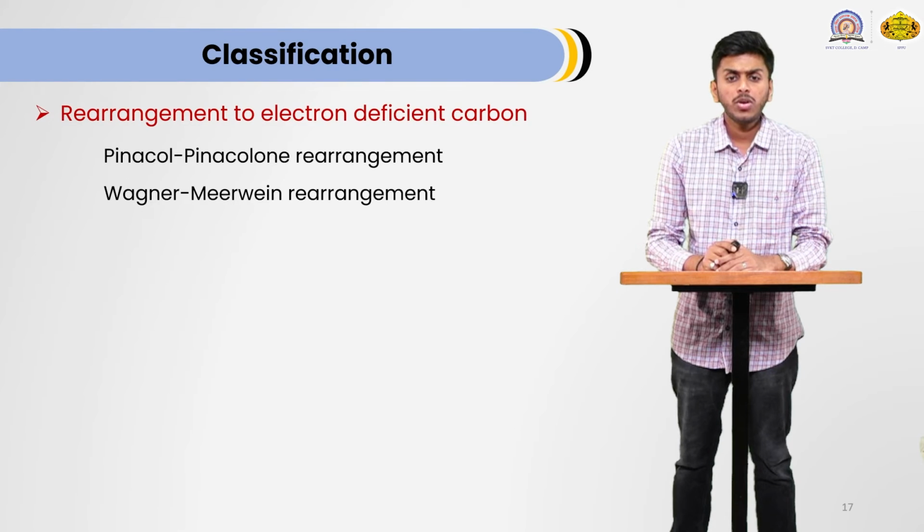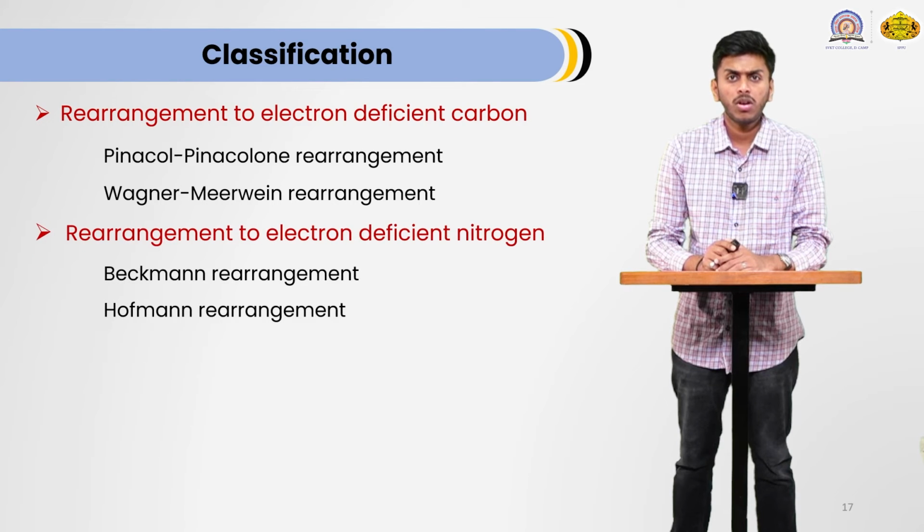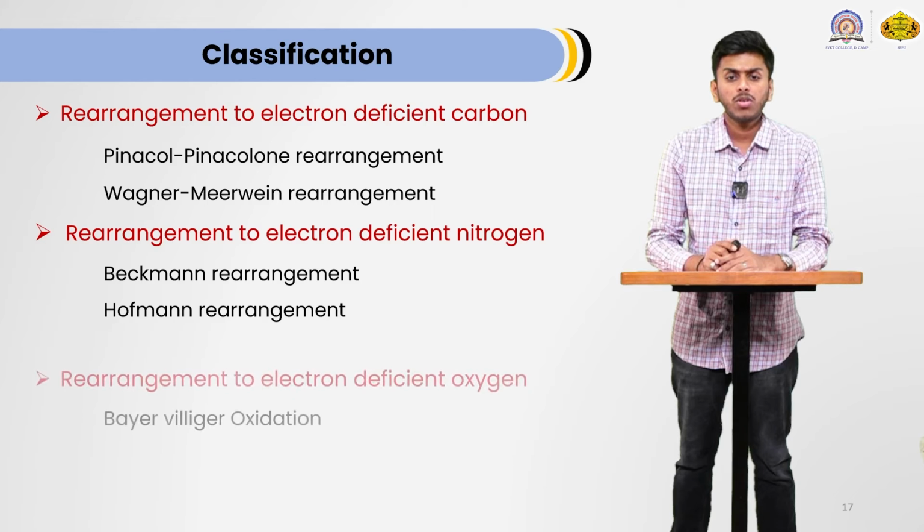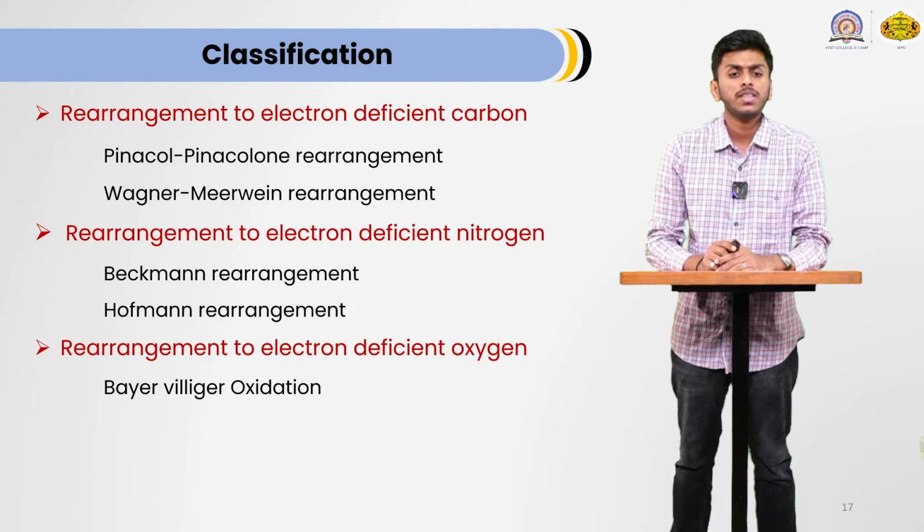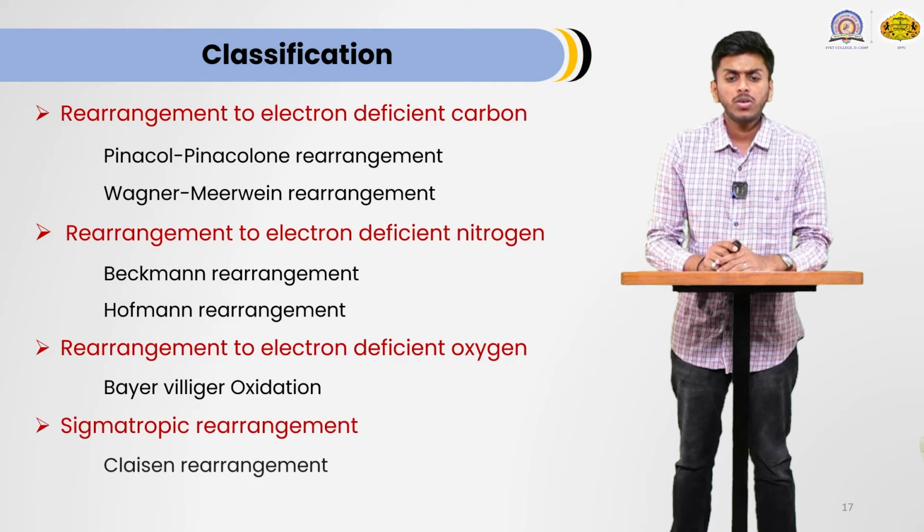Classification. Rearrangement to electron deficient carbon. The examples of this category are Pinacol-Pinacolone rearrangement and Wagner-Meerwein rearrangement. Rearrangement to electron deficient nitrogen. The examples in this category are Beckmann and Hofmann rearrangement. Rearrangement to electron deficient oxygen. The example of this type is Baeyer-Villiger oxidation. And last is sigmatropic reaction. The example of this category is Claisen rearrangement. In the last slide we studied it.